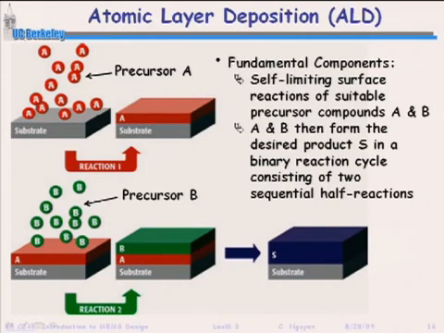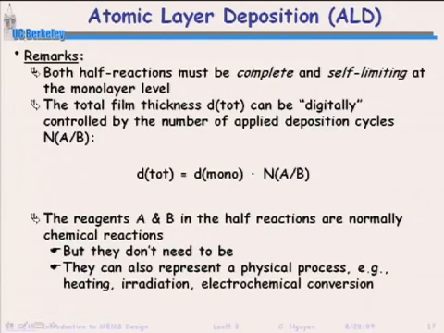And so this I sort of said already. These are just those remarks that I was saying in the last slide, but just written down here, right? Complete self-limiting half reactions. You basically control the thickness in a digital manner by just counting the number of cycles. I guess I'll add that the reactions between A and B don't have to be chemical. They're often chemical, but they can also represent physical processes.